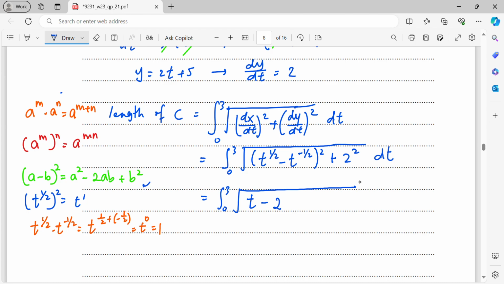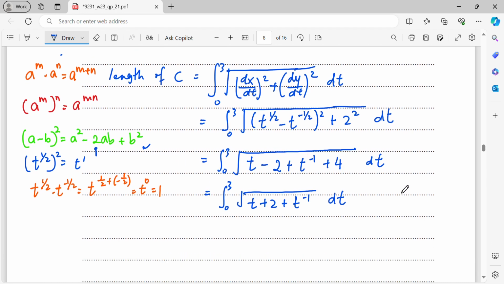Because of this formula, the 2 here. Then plus t power negative half, then you square it. Again, negative half times 2 will be negative 1. So I get t power negative 1, and then plus 4, dt. Then from here, I will get 0 to 3 square root of t minus 2 plus 4, which is plus 2, plus t to the power negative 1.